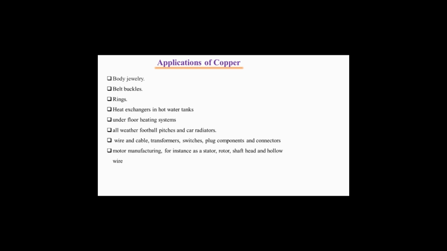The next is motor manufacturing, for instance the stator, rotor shaft, head and hollow wire. In the stator and rotor shaft, head, all these electrical appliances, copper is used. The next is copper printed circuits, which require a lot of copper foil and copper-based brazing material. So guys, these are all. We can see that copper is majorly utilized in making electrical appliances that are generally used in industries and for domestic purposes also.